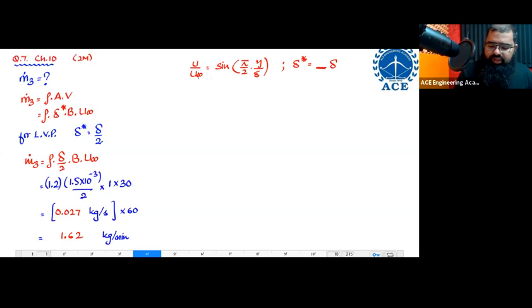This was a 2-mark question in the civil paper. Shall you try this? Delta star is equal to something times delta. What is that something I am supposed to write here?